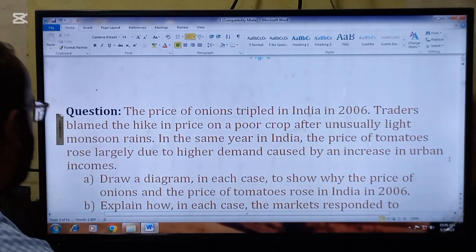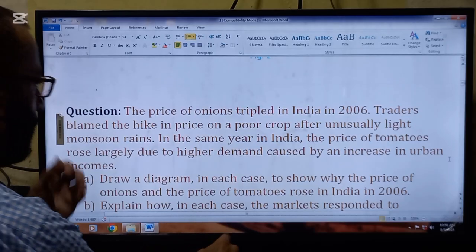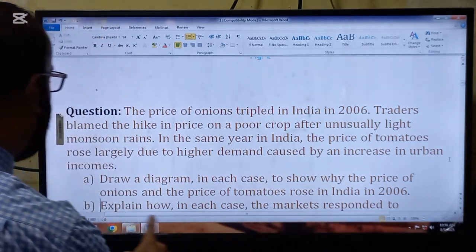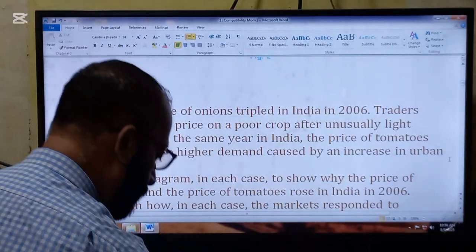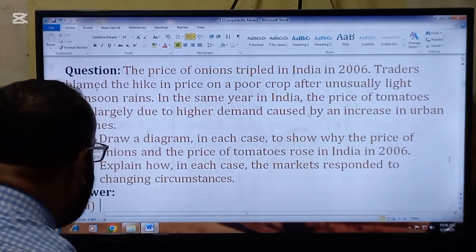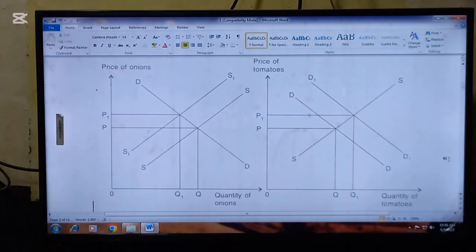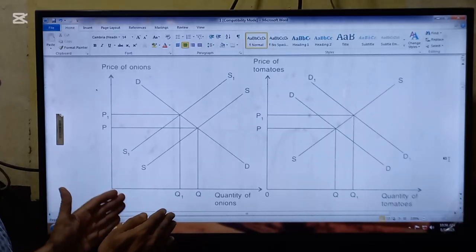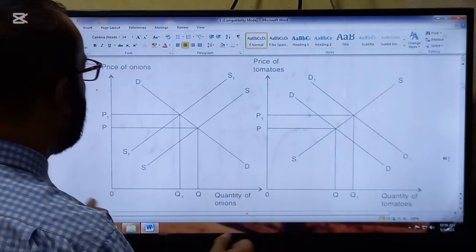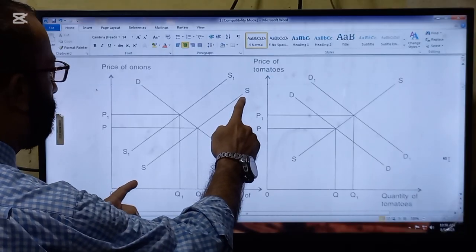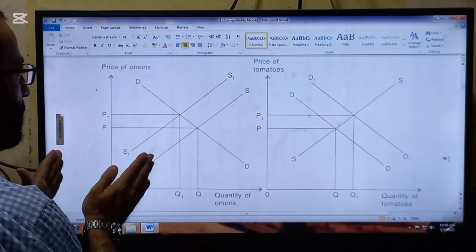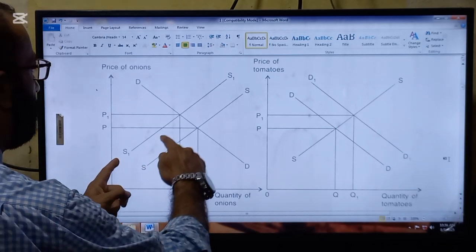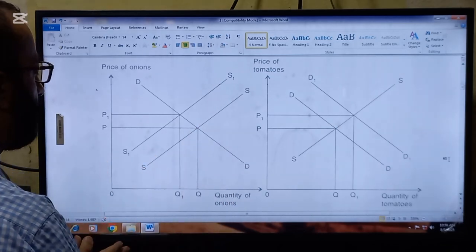Part A: draw a diagram in each case to show why the price of onions and the price of tomatoes rose in India in 2006. So here are the figures you can see. Because onion supply is reduced because of the low monsoon rains, the original supply curve is SS. The supply curve will move towards the left or inward, so the new supply curve will be S1.